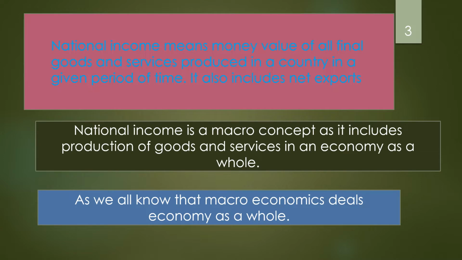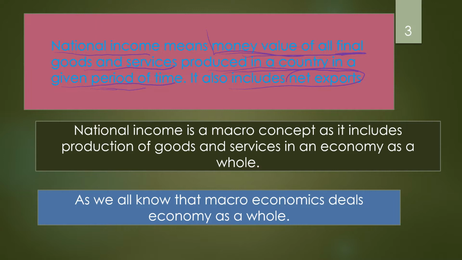National income is nothing but a money value of all final goods and services produced in a country in a given period of time. It also includes net exports. So whenever we are going to calculate national income, we have to consider the money value of all final goods. You have to remember, we have to consider money value of all final goods and services produced in a country in a given period of time. What is the given period of time?